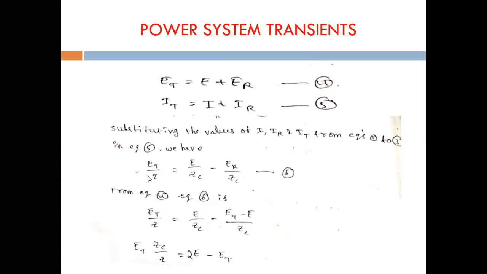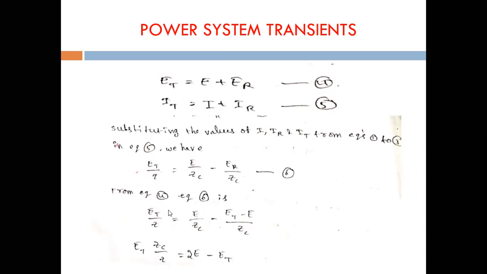Then we obtain ET by Z is equal to E by ZC minus ER by ZC. This is equation number 6. From equation number 4, what is that equation? ET is equal to E plus ER.